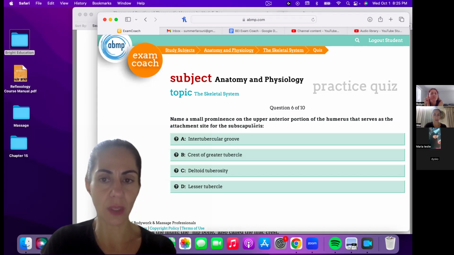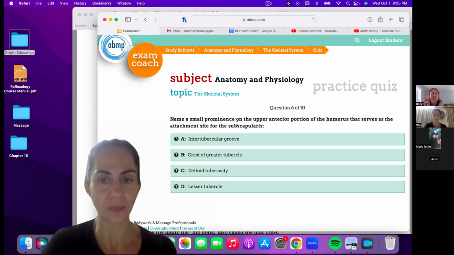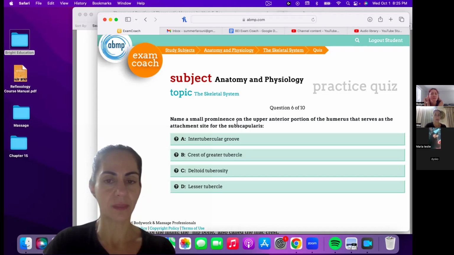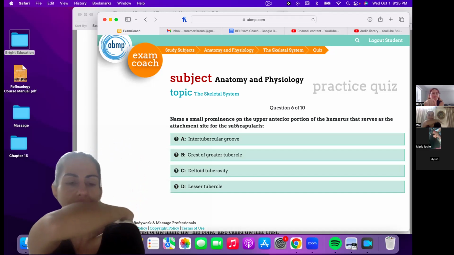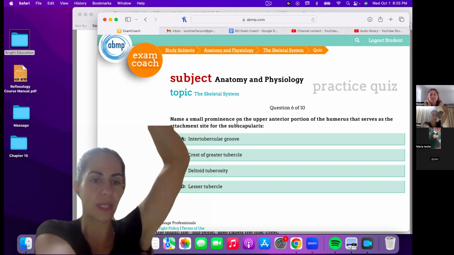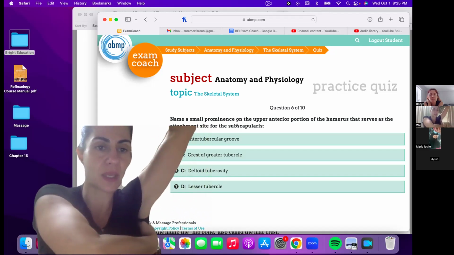Subscapularis, or subscapular, and then scapula. Sub means somewhat underneath. So that's on the anterior side of the scapula. The more posterior side of the scapula is going to be right here. You can touch it. You cannot touch the anterior side of the scapula unless you really dig in deep within your armpit to find the subscapularis.